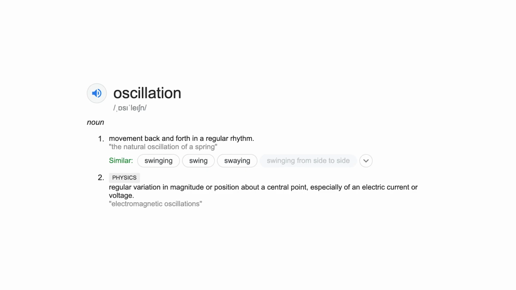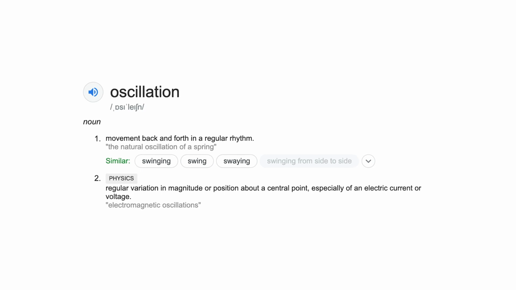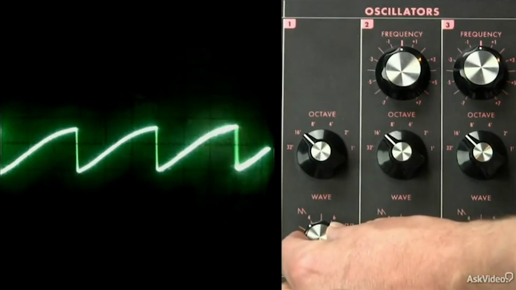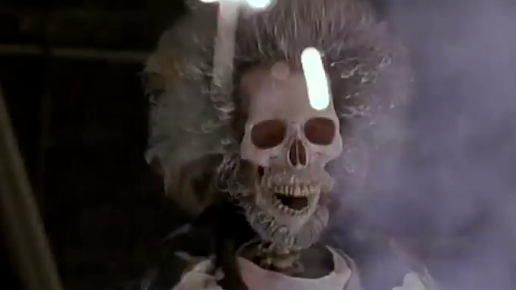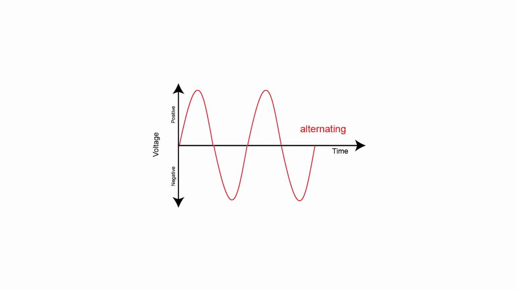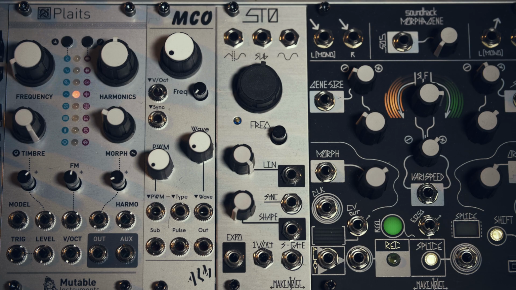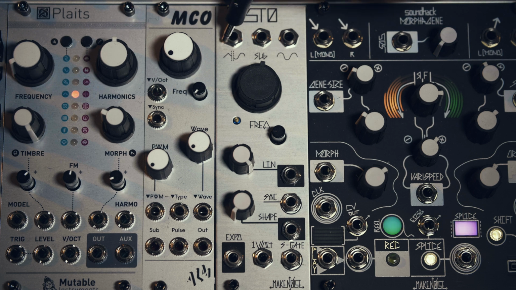Modulation versus oscillation. An oscillation is a movement back and forth in a regular rhythm. An electronic oscillator takes the direct current, which is this stuff, and turns it into alternating current, this stuff. And a voltage-controlled oscillator uses voltage to control these oscillations.